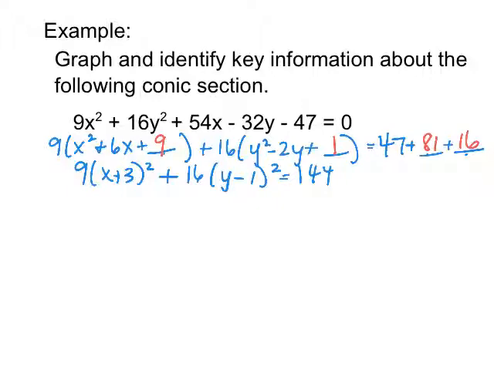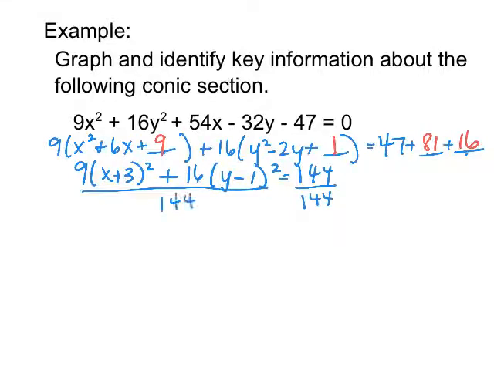But right here is where I wanted to talk about it a little bit. An ellipse equation has to equal 1. So right now it equals 144. So what I'm going to do is divide both sides by 144.